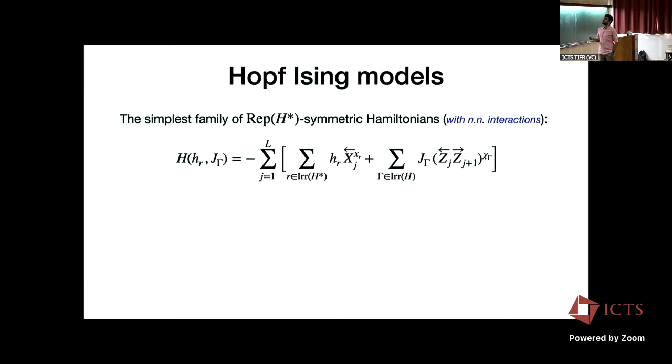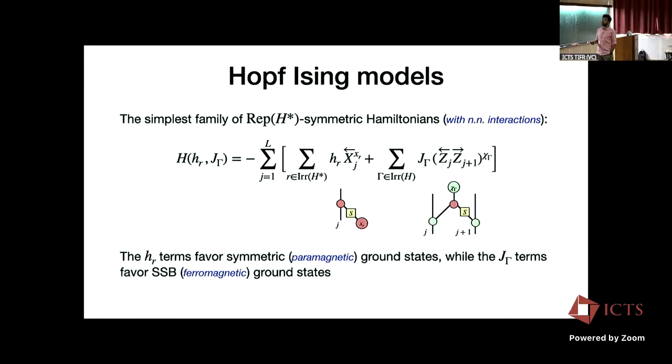Okay, I should wrap up. Here are some simple models that have this symmetry. You have some paramagnet term and some ferromagnet term. Diagrammatically, they look like that. And indeed, you can check that you get a symmetric ground state when all the H's are large. And when all the J's are large, you get symmetry-breaking states with degeneracy.